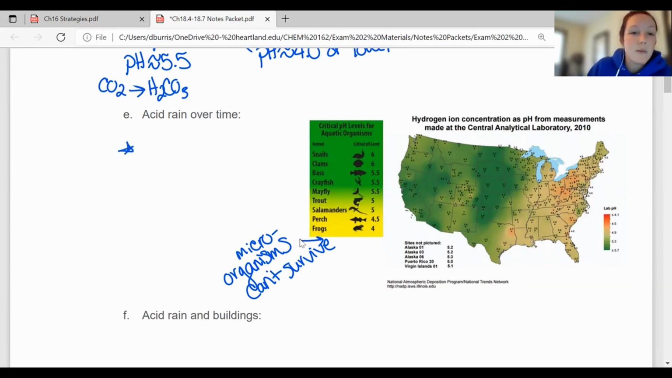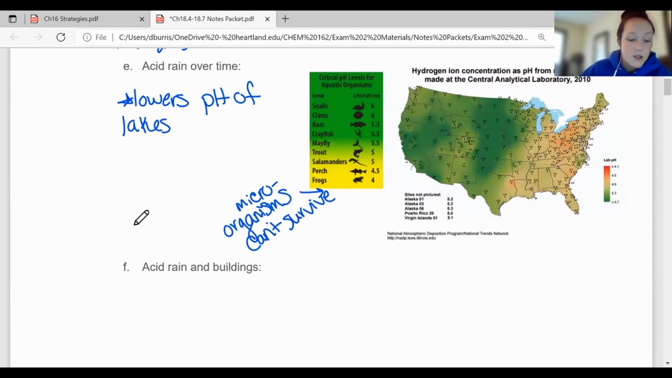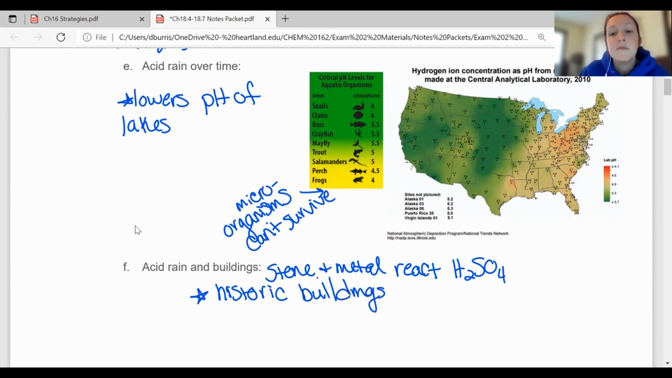So of course, acid rain over time lowers the pH of lakes, rivers, etc. Okay. Now, not only does it affect these organisms, it also destroys buildings. Any buildings that are made of stone and metal will react with the sulfuric acid in the acid rain, okay? And then they start to degrade. This very commonly starts breaking down historic buildings, and there's a reason for that. So historic buildings are most affected.